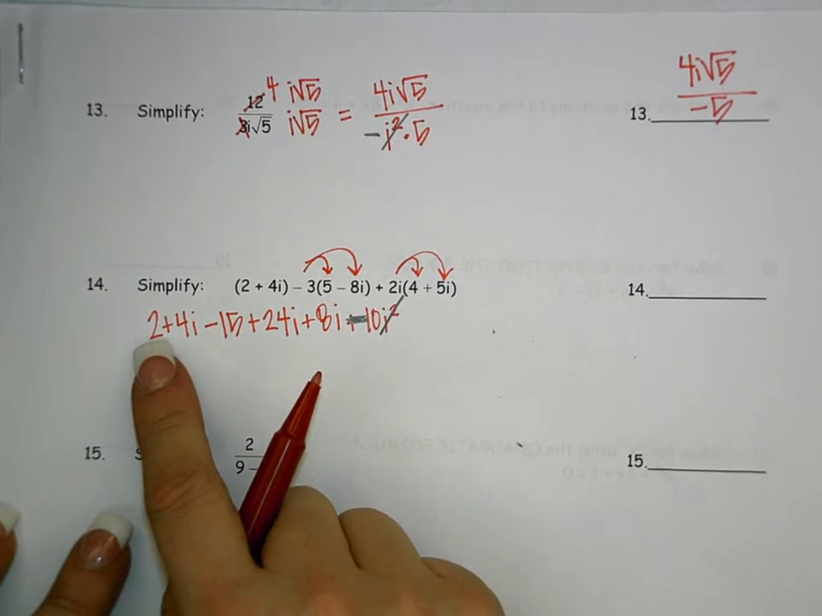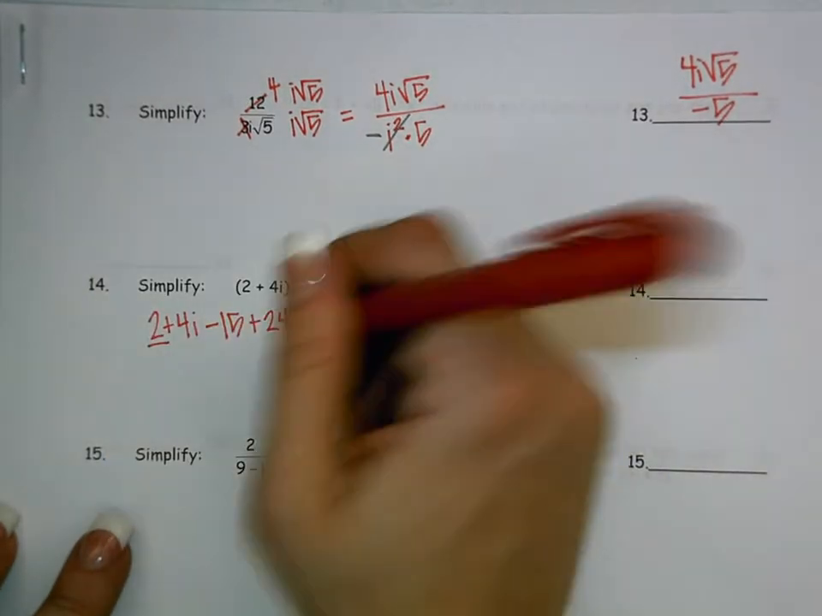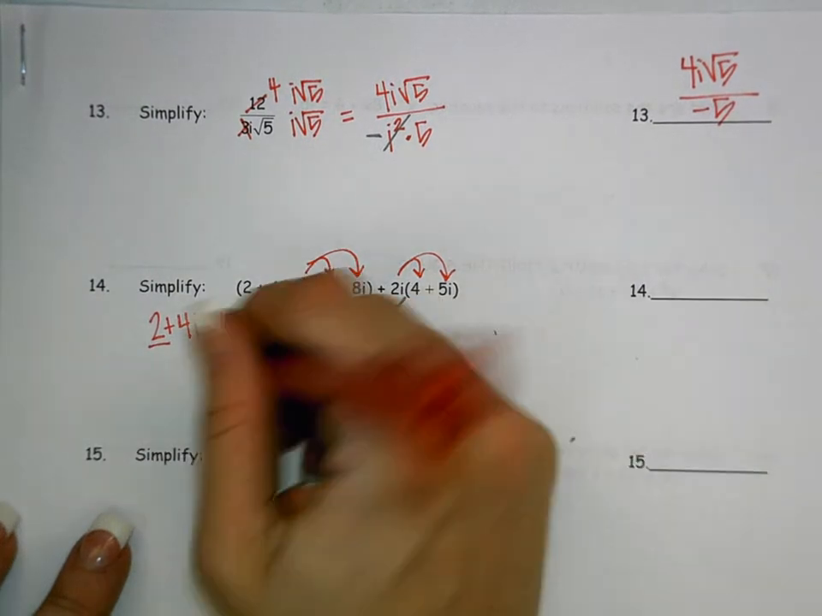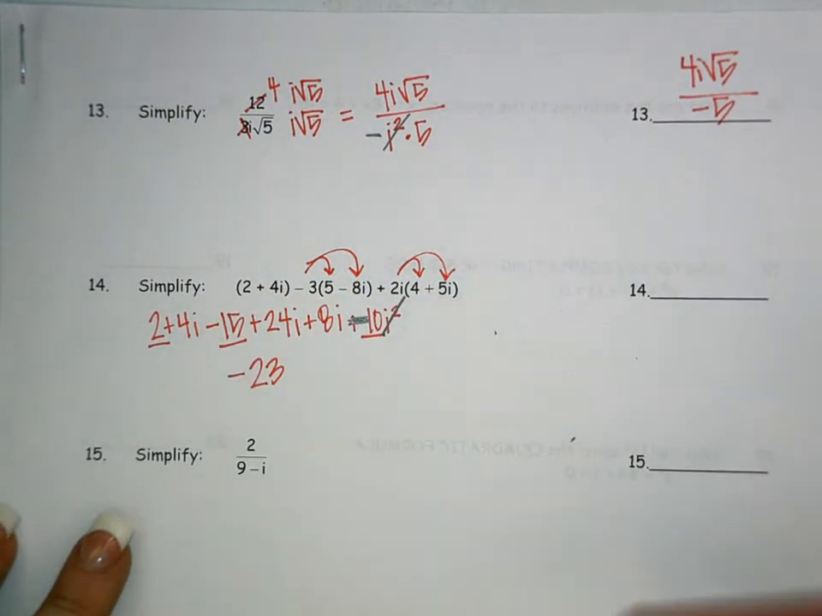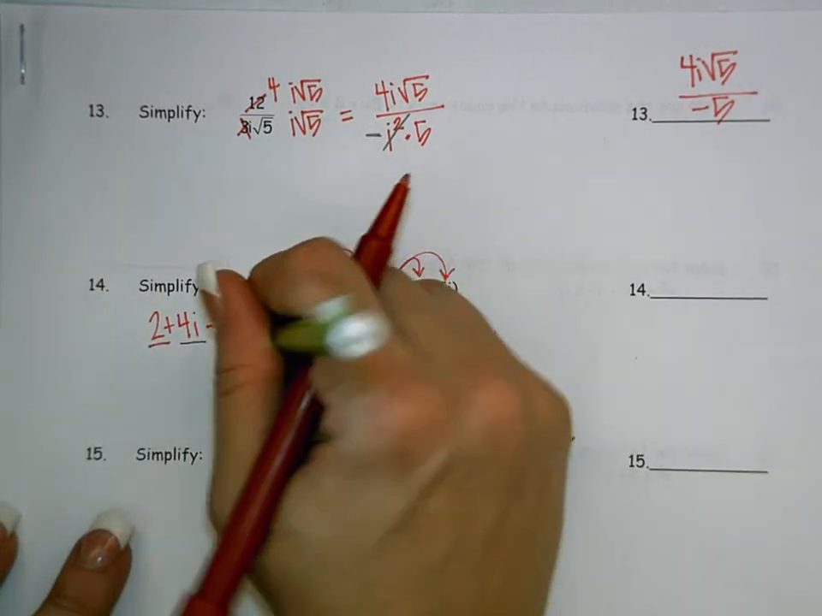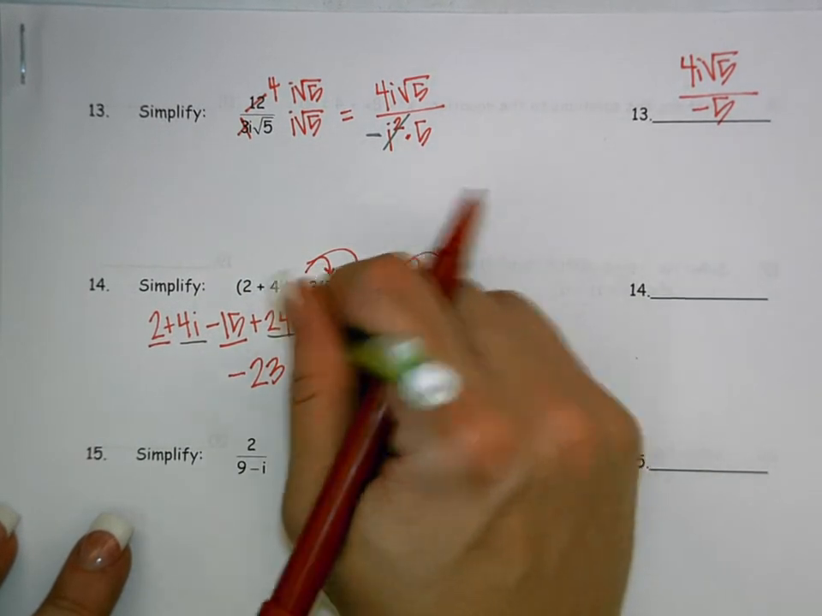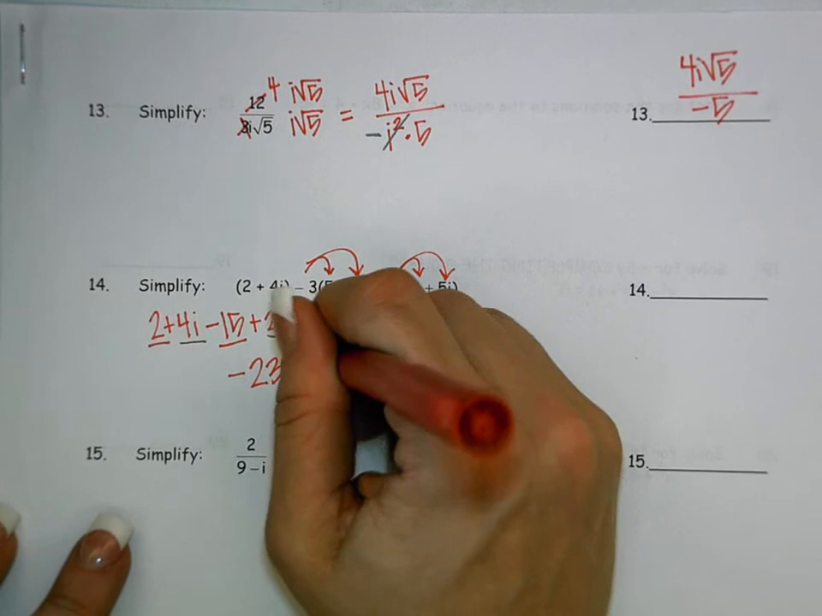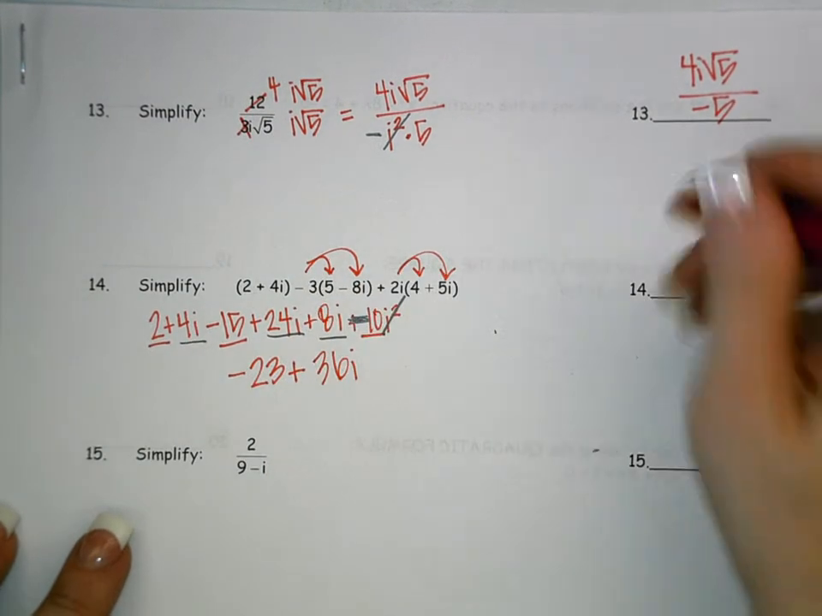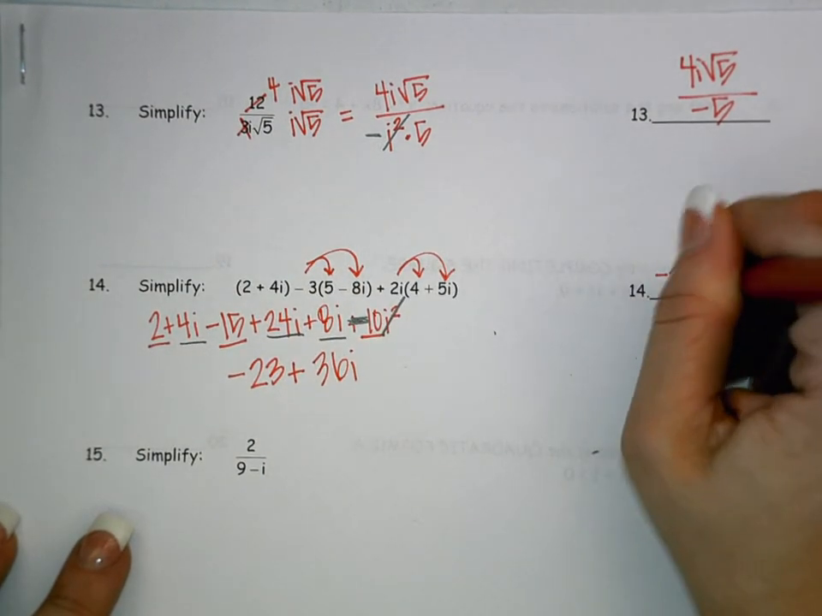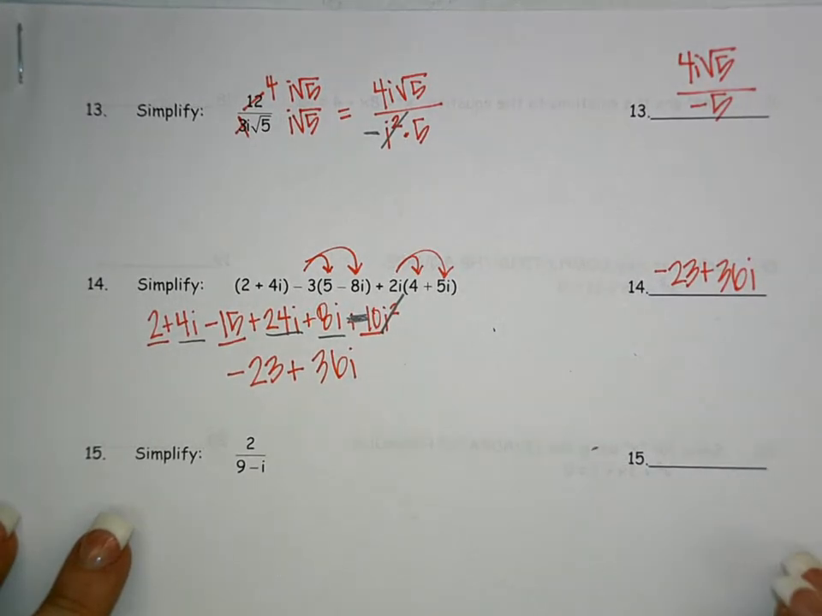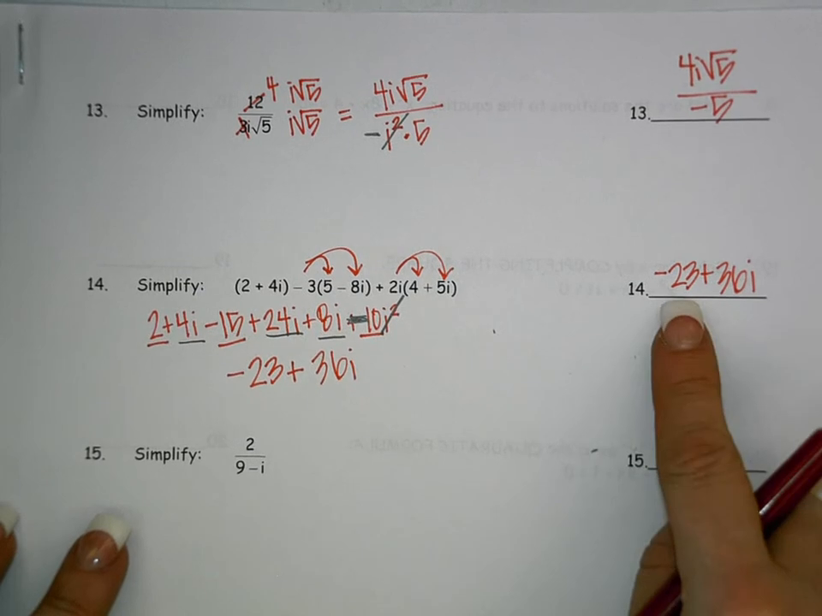Combine your like terms, so combine your numbers. 2 minus 15 minus 10 leaves us with negative 23. Then combine your i's. 4i plus 24i plus 8i gives you plus 36i. And that's the answer. Negative 23 plus 36i. These do need to be written in what's called standard form, so real numbers, then imaginary numbers.